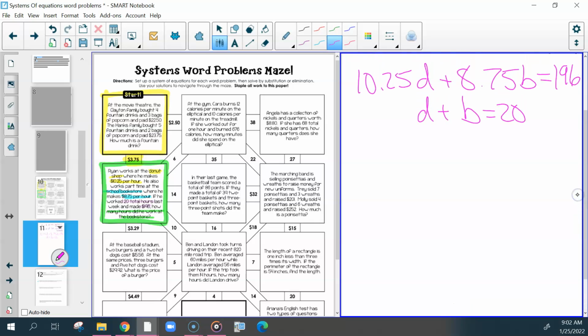Alright, so we're going to take the second equation and solve it for D, which means we would need to do what to get D by itself? Subtract B. We're not really eliminating it completely, just moving it to the other side. So I just did 20 minus B. If you want to do negative B plus 20, that's fine, that's the same thing.